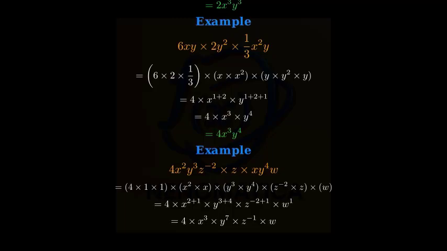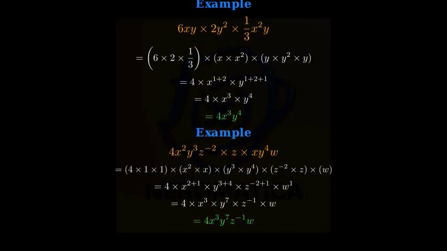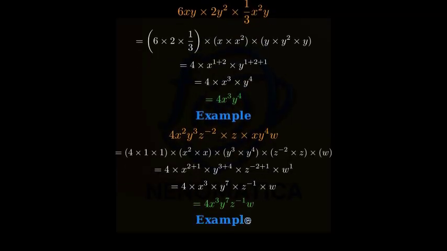For w, we only have w from the last term, so it remains w to the power 1. Putting it all together, our final answer is 8x cubed y to the seventh power z to the negative 1 w. Let's look at our final example.